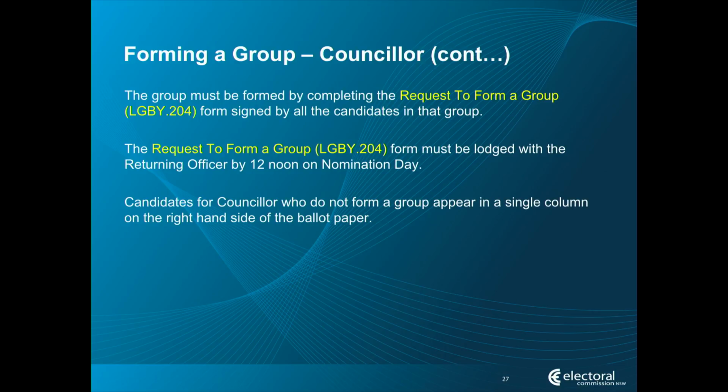The group must be formed by completing the request to form a group LG by 204 form signed by all candidates in that group. The request to form a group form must be lodged with the returning officer by 12 noon on nomination day. Candidates for councillor who do not form a group appear in a single column on the far right-hand side of the ballot paper.